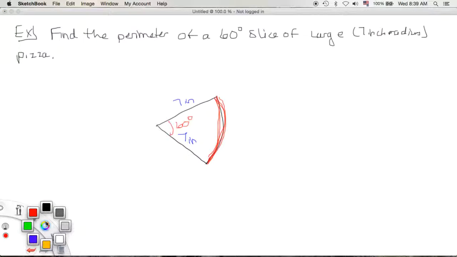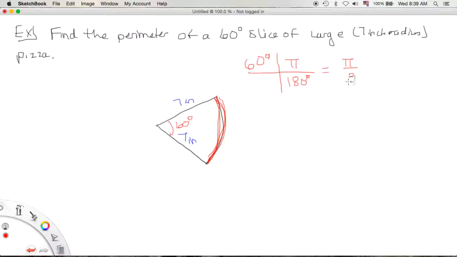In order to figure out the arc length, first we have to change our degrees to radians. We want to end up with radians, and we want the degrees to cancel. So we put the 180 in the bottom and the pi in the top. The degrees cancel out, and we end up with pi over 3 radians. We know that our arc length is equal to the radius times the angle in radians. So arc length is 7 inches times pi over 3 radians, which gives us 7 pi over 3 inches, which is approximately 7.3 inches. So that's this arc length here.